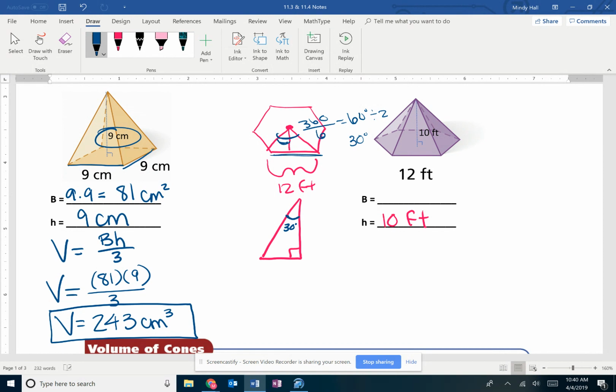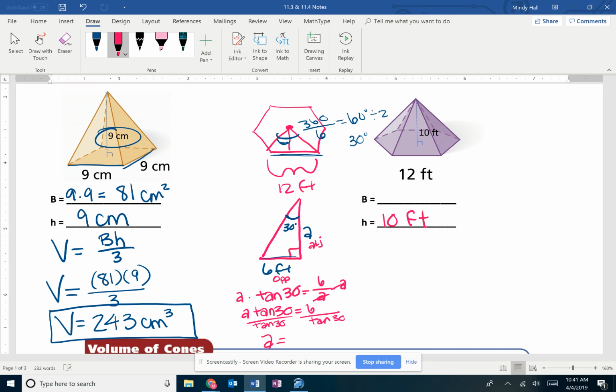Because the full side length is 12, I know that this little half side of it is 6 feet, and we are solving for the apothem. So this would be tangent, because we have opposite and adjacent. So we have tangent of 30 equals opposite over adjacent. We have to multiply by a to cancel it out on the right. And then we divide by tangent of 30. And that gives you that a, and 6 divided by tangent of 30 is 10.392. I'm just going to go out an extra decimal place just in case I need it.